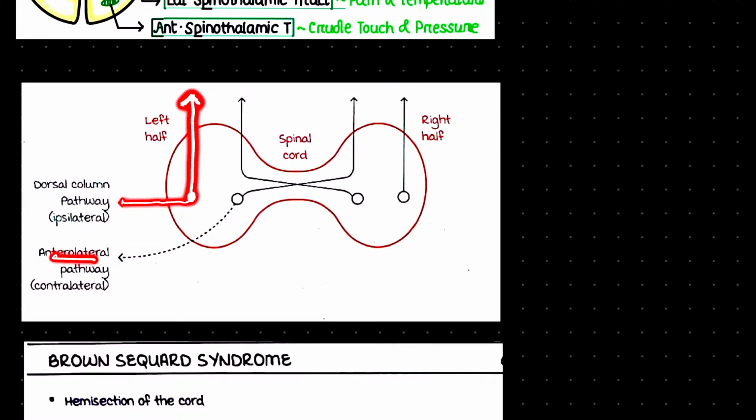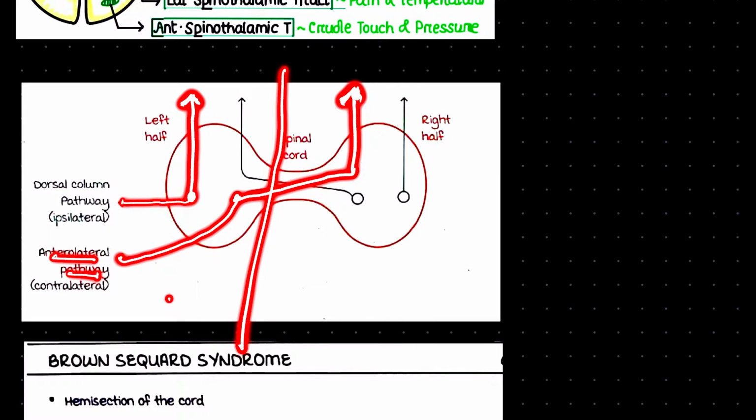But our anterolateral pathway, or spinothalamic track, from its point of origin decussates, moves to the other side, and then ascends upward. That means if this part of the spinal cord is damaged, what will happen? The dorsal column pathway of this side will be damaged, and the anterolateral pathway, which was carrying sensation to the opposite side, will also be damaged. There are several sensations carried by the dorsal column pathway, and several carried by the anterolateral pathway.